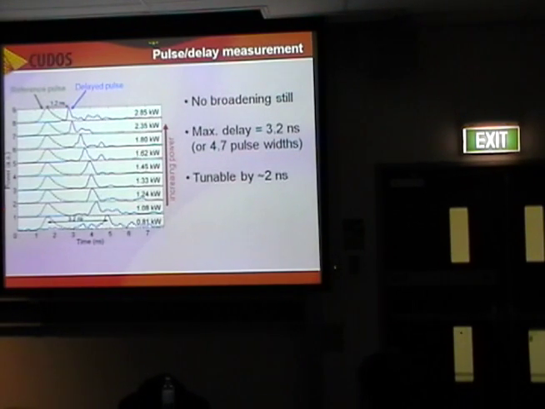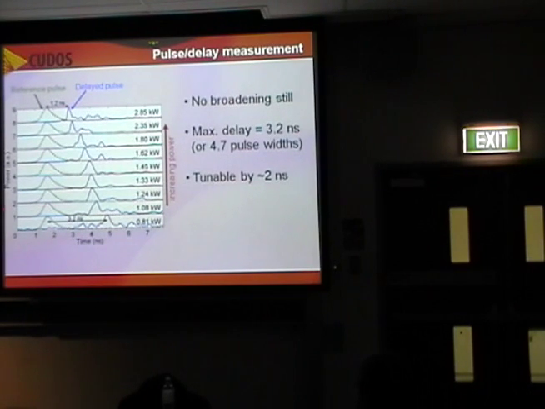And you can see that indeed we are delaying that pulse. And moreover, as we change the power, we change the position of the pulse in time. Now it looks not as good as the computer. And in fact, there were a number of years of efforts to try to understand what was going on here.